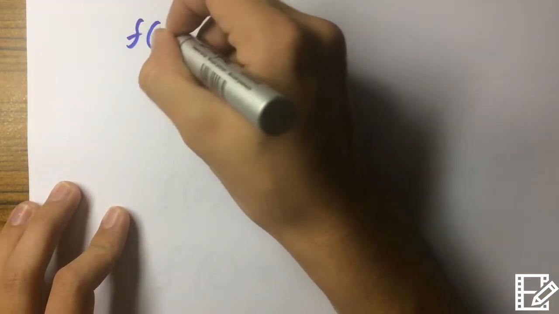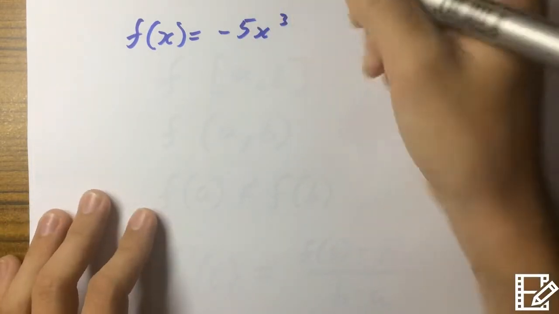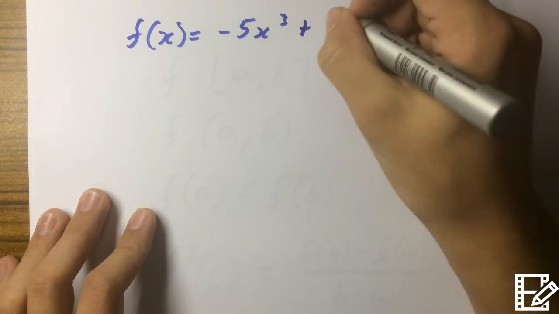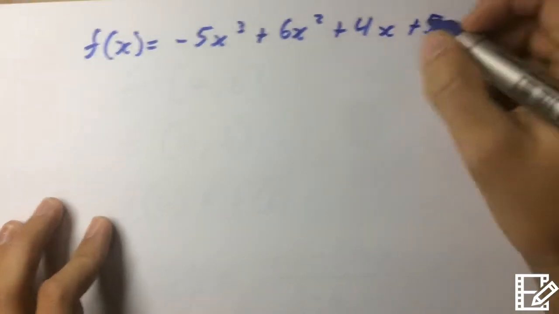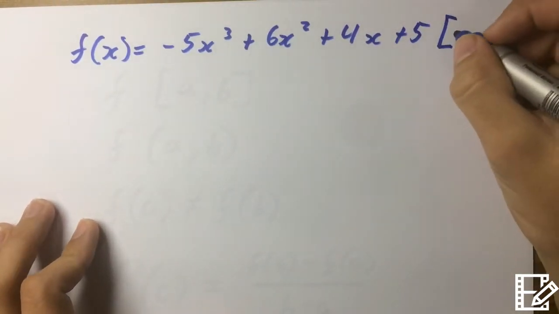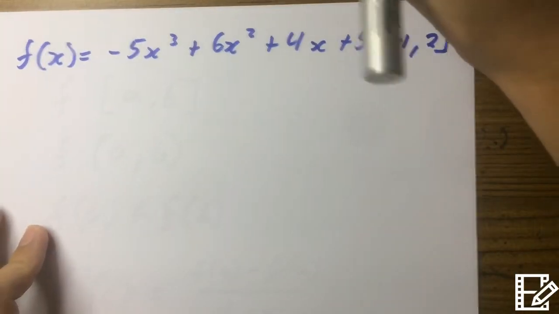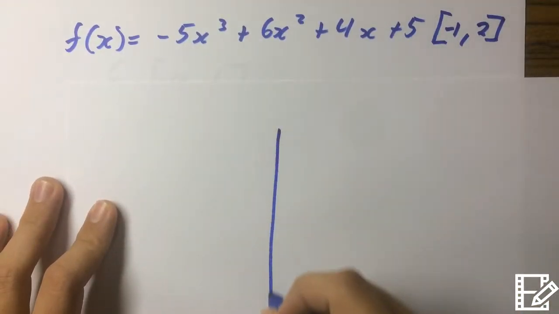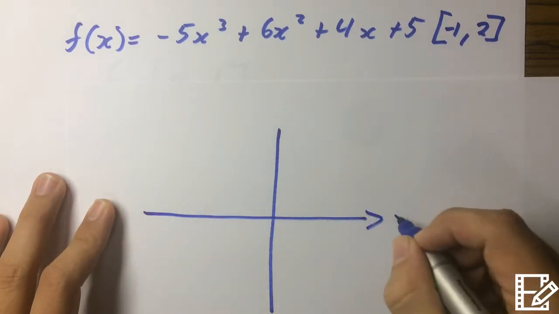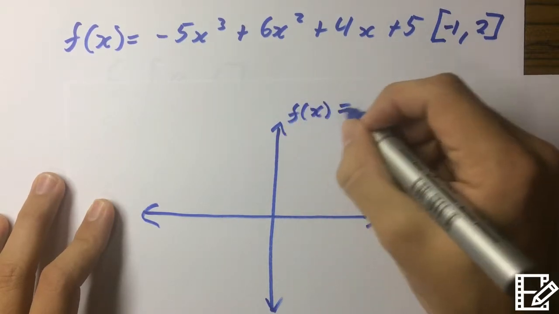So our function will be negative 5x cubed plus 6x squared plus 4x plus 5 within the domain of negative 1 and 2. Okay, what is that going to look like? Well, if I can get the function right, it's not going to be 100%. That's x, and this is the function, which is the same as being a y value.